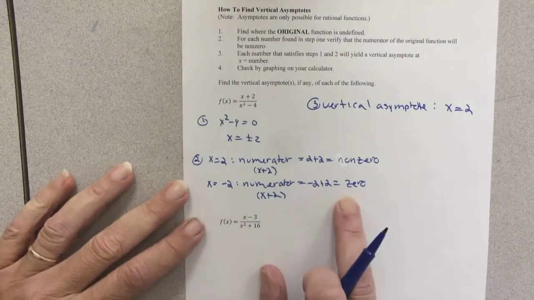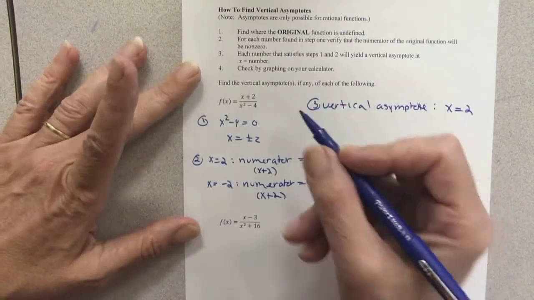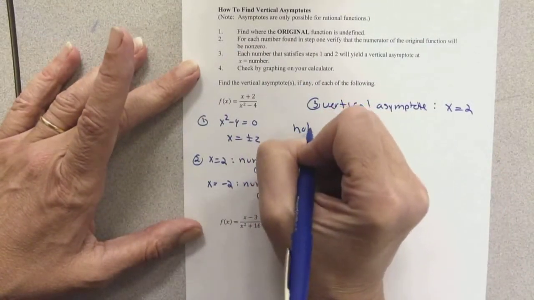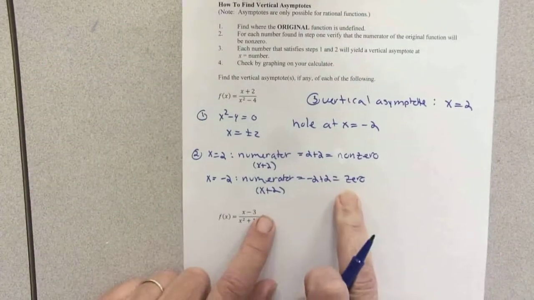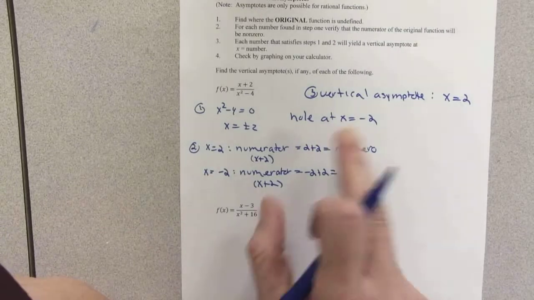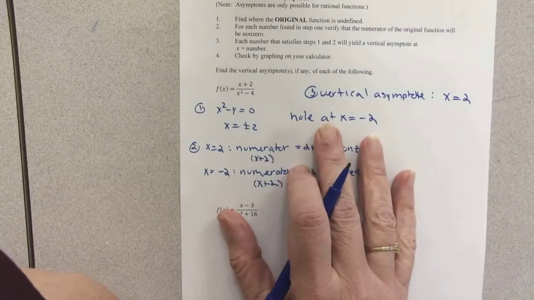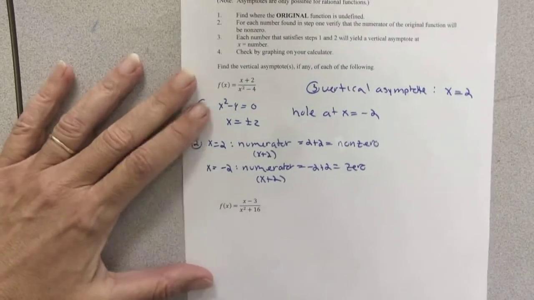And just note that because this was 0, and it didn't ask for this in any way, shape, or form, there's a hole at x equal negative 2. When you plug into your numerator and you get 0, that tells you there's a hole. Now, we didn't ask for that, but I just thought I'd throw that in there. And we already checked that on a calculator. Okay, next guy.